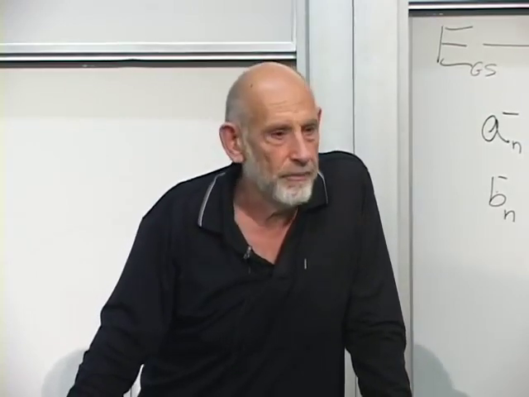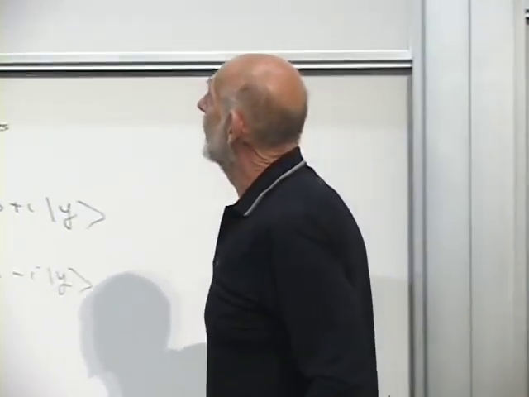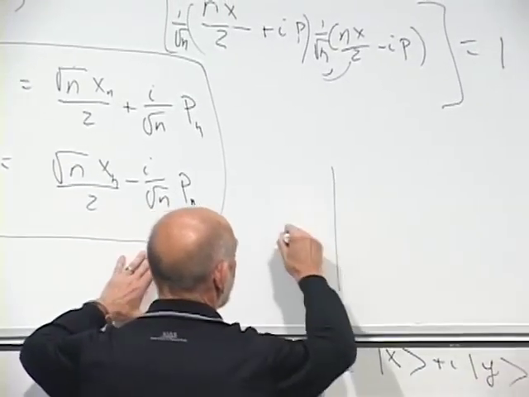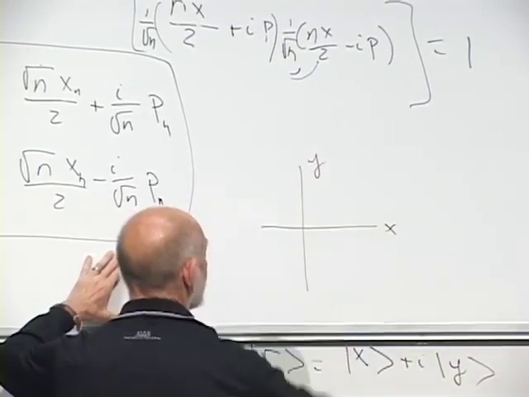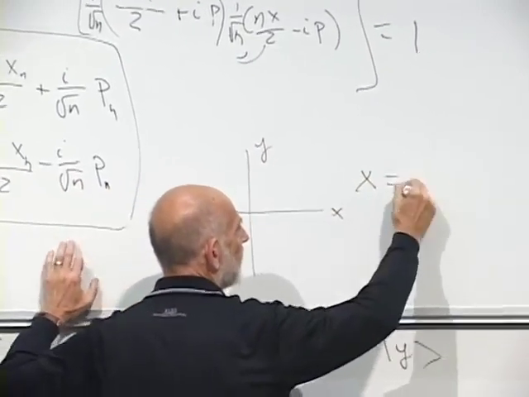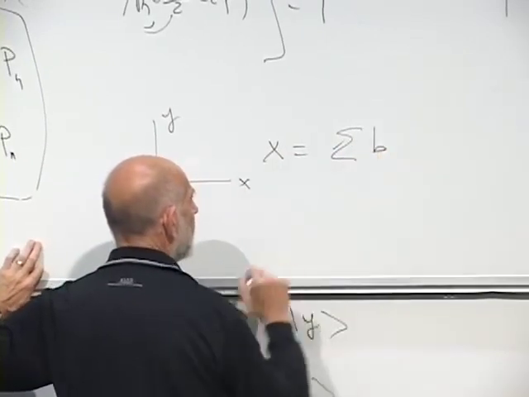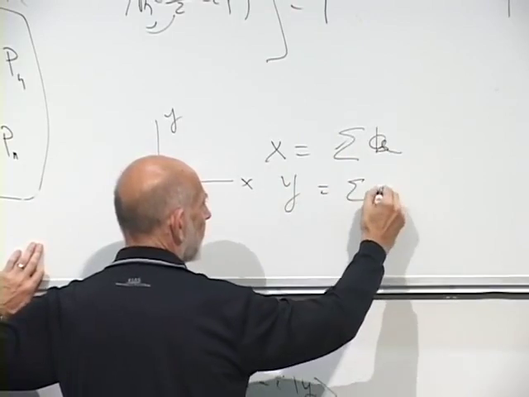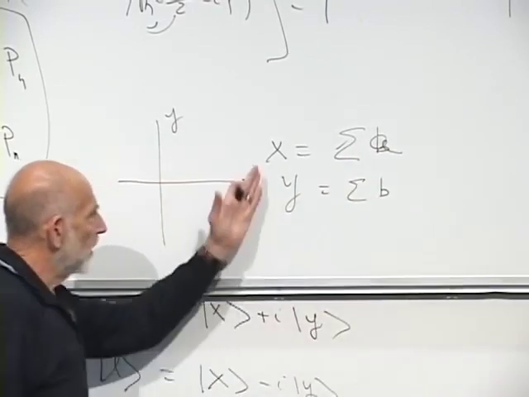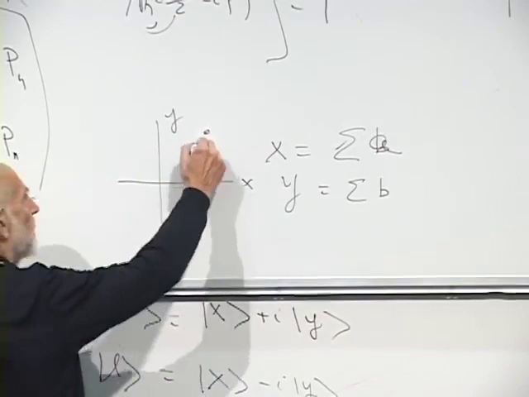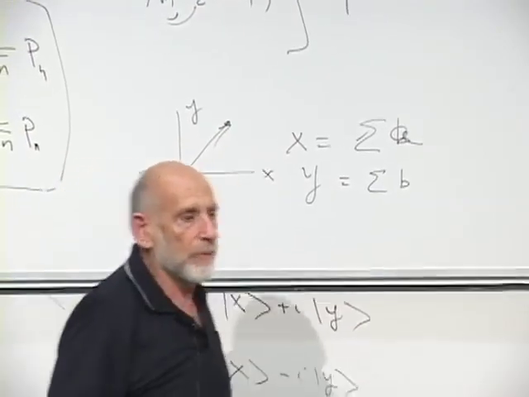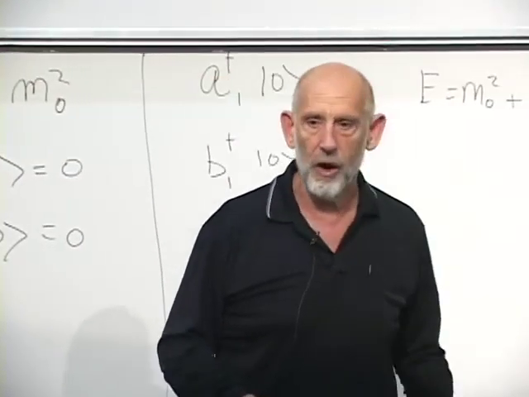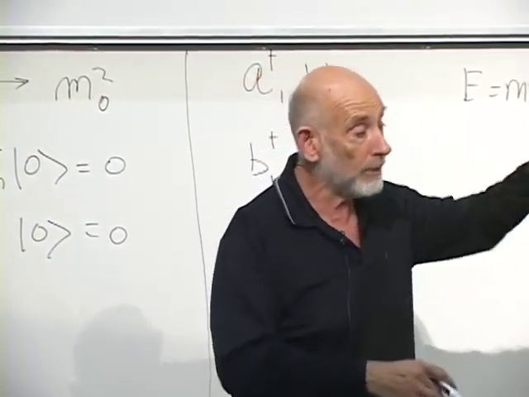Well, you ask where they came from. They came from x and y. We wrote that x was some sum involving a's, and y was some sum involving b's. What is x and y? X and y are components of a vector. That's what they are. They transform like the components of a two-dimensional vector.